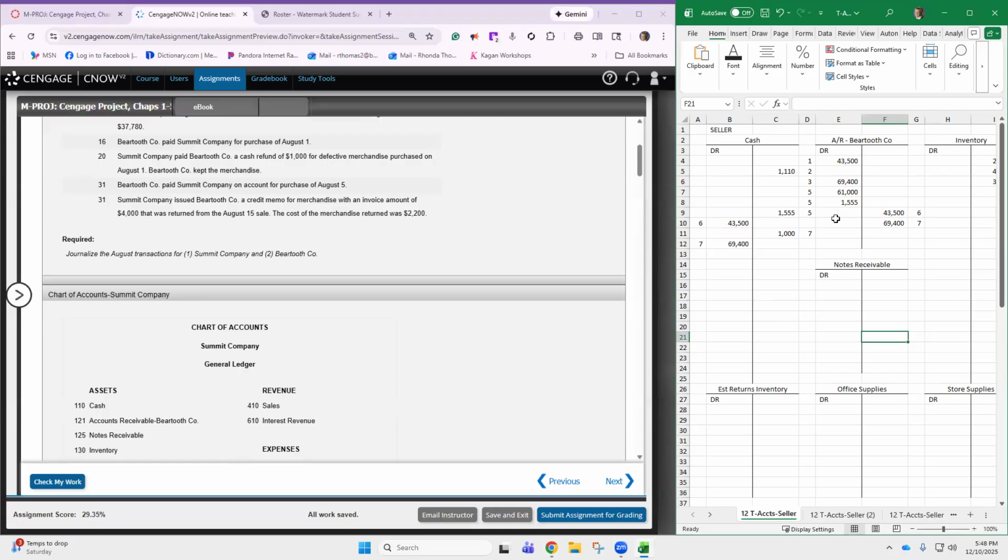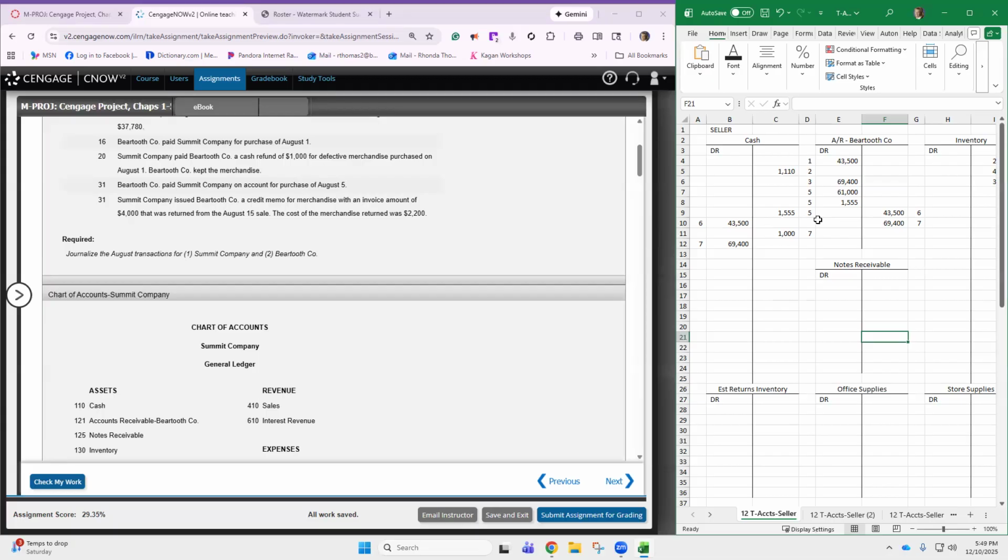Okay, but we're sending a credit memo because Bear sent back the merchandise, so the cost of the merchandise was returned, right? So we need to issue a credit memo. Now, we're not sending them cash as the seller, not like we did that time before. What we're going to do is credit their accounts receivable to bring it down that $4,000, because that last sale has not been paid yet. That last invoice, okay?